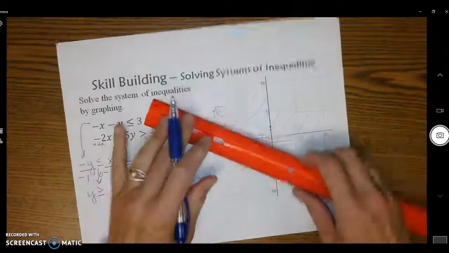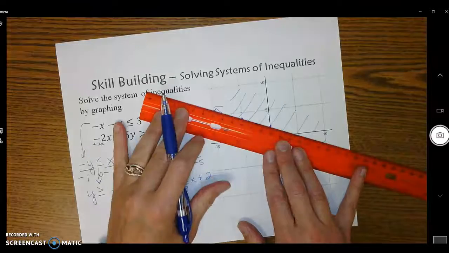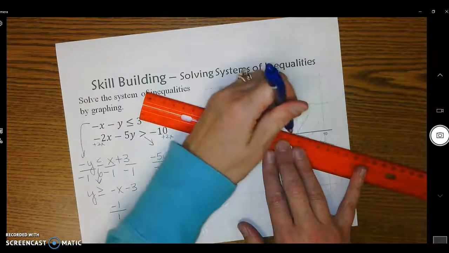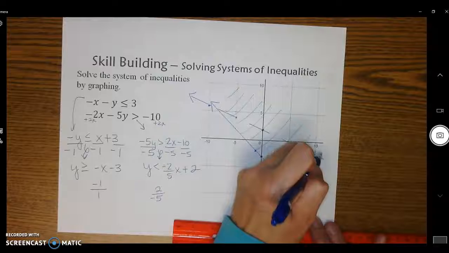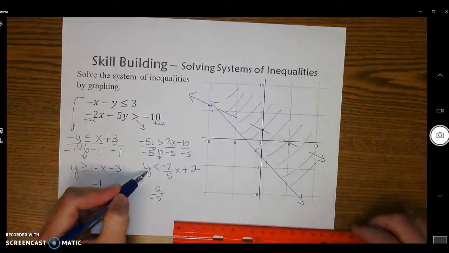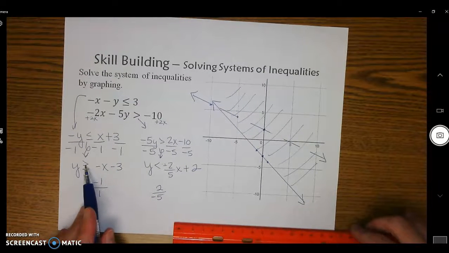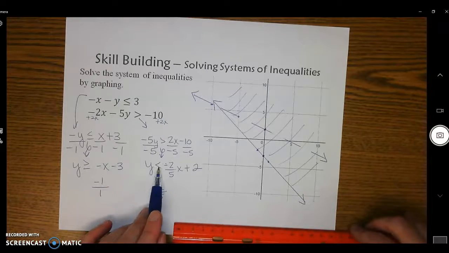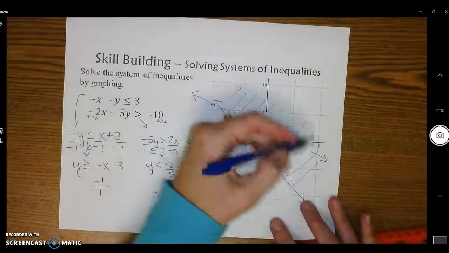This one is going to be dashed because I do not have an equal sign, so I do not want to include the points on the line. And again, I'm going to shade under. So this one was y's are greater than the line. This one is y's are less than the line. So here's my y-axis. This was my line that I did. I'm going to shade under.